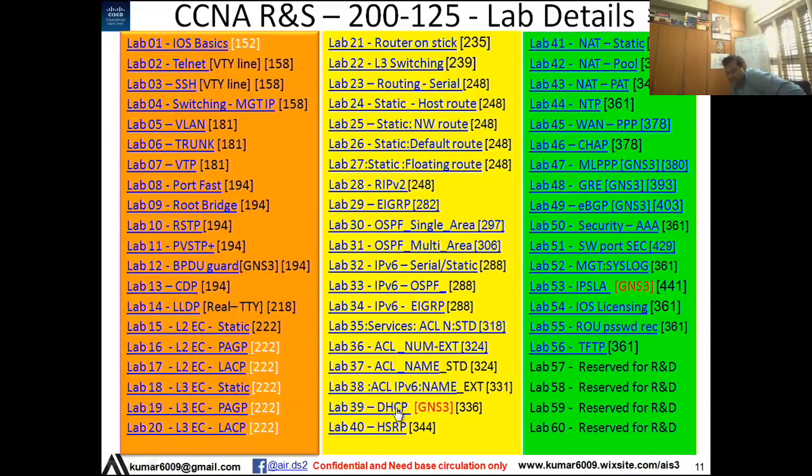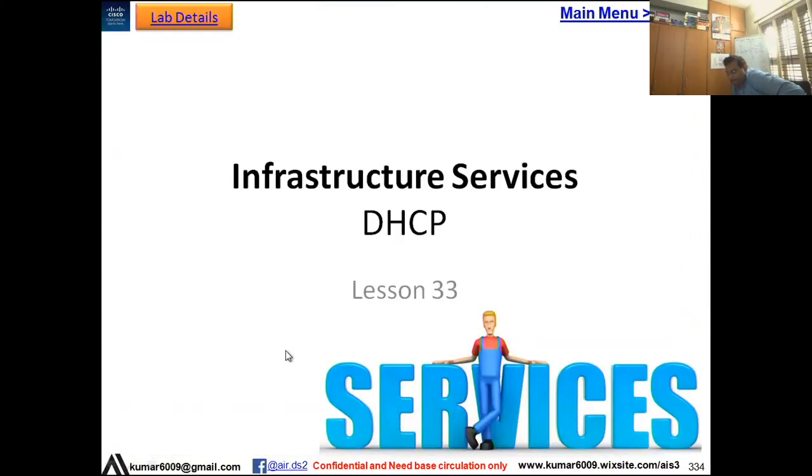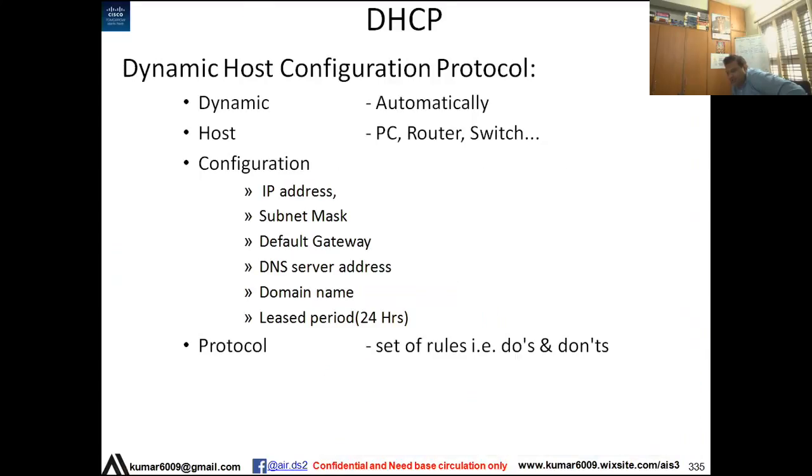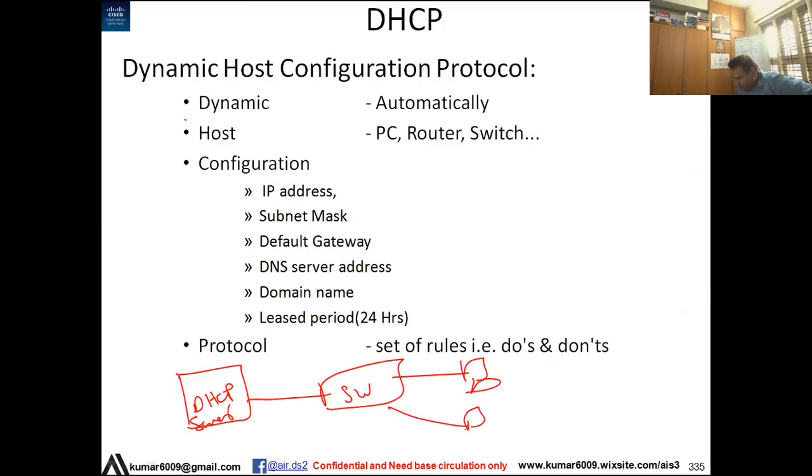DHCP. So what is DHCP? Dynamic Host Configuration Protocol. So what is Dynamic Host Configuration Protocol? If I take a server, I create one server. The server is DHCP. Okay, DHCP server, and I connect it to a switch, and I connect it to PCs. Now on these PCs, I want to configure IP address, subnet mask, default gateway, DNS address, domain name, all these things. I can configure all these things in two ways.